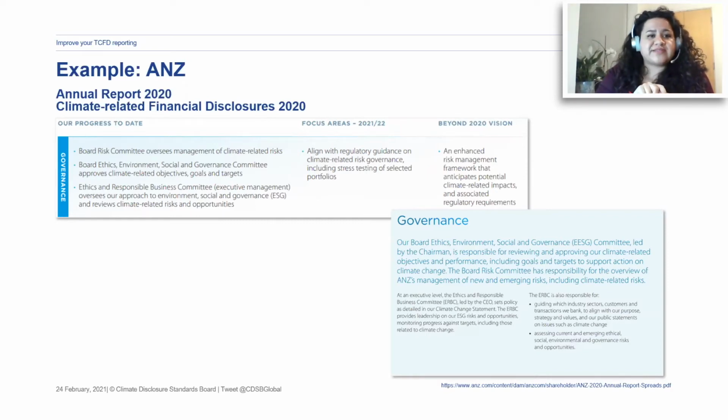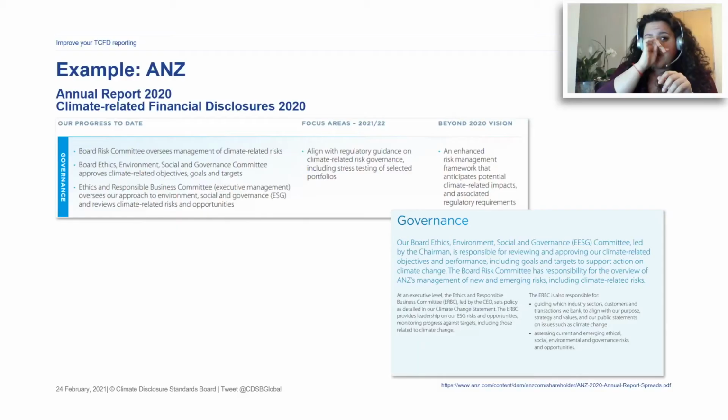And what we want to point out here is that they have given us very succinct and to the point and clear information that demonstrates how both the board and the executive level roles are involved in oversight and management of climate-related risks. And I think that's a really key point, that your TCFD disclosure doesn't have to be reams and reams and reams of pages. It can be quite succinct. And I think the governance section in particular can be achieved in a short disclosure.